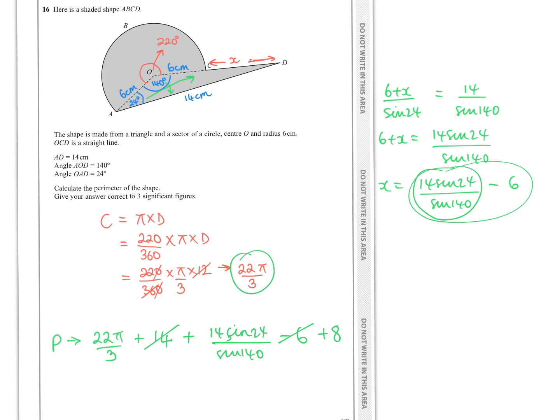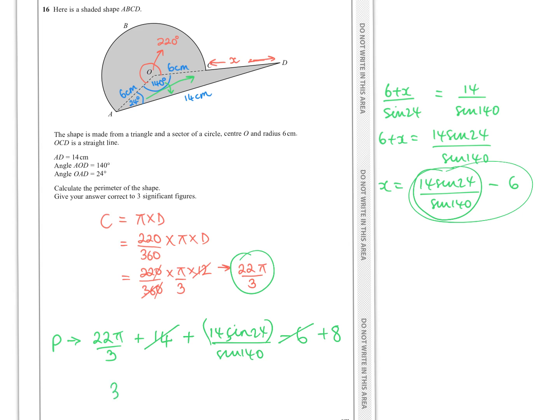And now I'm going to put that in my calculator. So I'm going to start off with 22 pi divided by 3. Add bracket, and put a bracket around this, so that's 14 sine 24 divided by sine 140 plus 8.